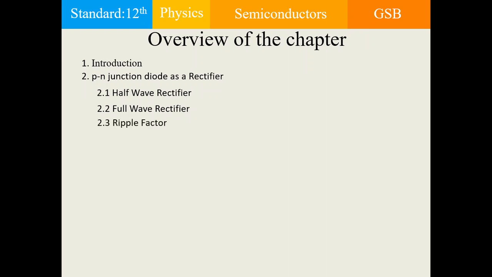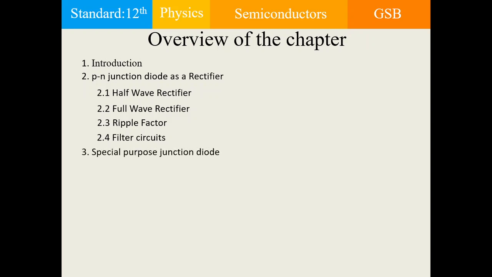Next we'll be learning about the ripple factor, and after that the filter circuits. So how are we able to get a pure DC? These are the steps: after the filter circuits, we'll be getting a pure DC. We'll be learning these steps in detail in the next subtopics.